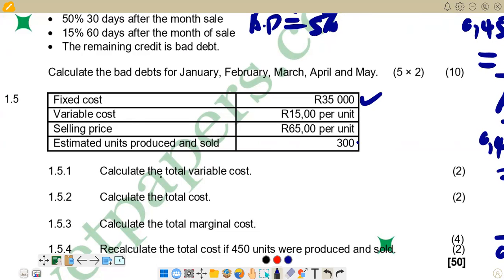Then the first part of the question is saying calculate the total variable cost. So for the calculation of the total variable cost, we are saying estimated units produced and sold, we have got 300 units that have been produced and sold, and we know that each variable cost per unit is 15 rand per unit. So we are going to multiply 300 by 15 to get the total variable cost.